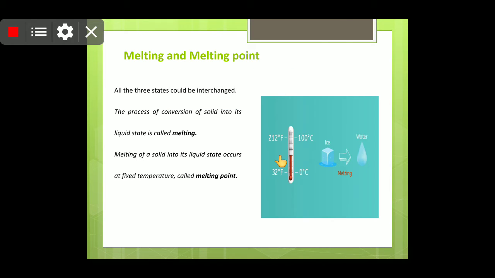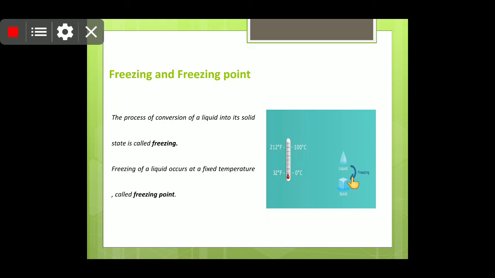So, children, what is melting and melting point? As you can see here, all the three states of water could be interchanged. So, the process of conversion of solid into its liquid state is melting. Melting of a solid into its liquid state occurs at a fixed temperature. So, children, the melting point of ice is 0 degrees Celsius. So, children, the melting point and the freezing point of ice is 0 degrees Celsius.